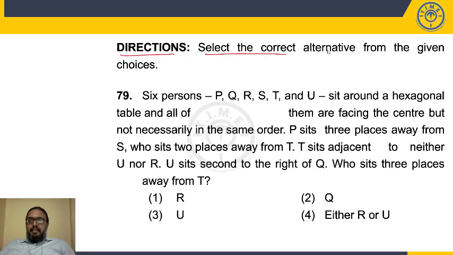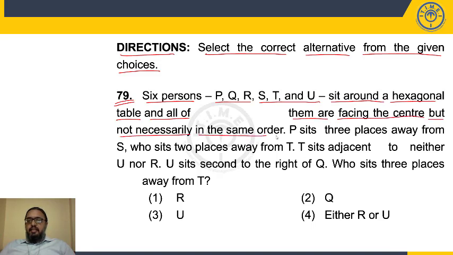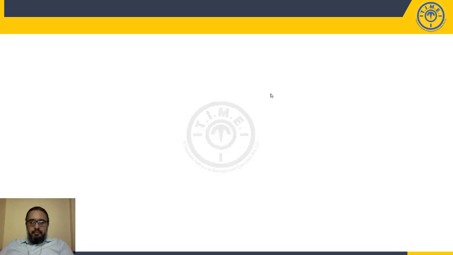Directions. Select the correct alternative from the given choices. So question number 79. Six persons P, Q, R, S, T and U sit around a hexagonal table and all of them are facing the center but not necessarily in the same order. So we have a hexagonal table. So we'll take a hexagonal table.